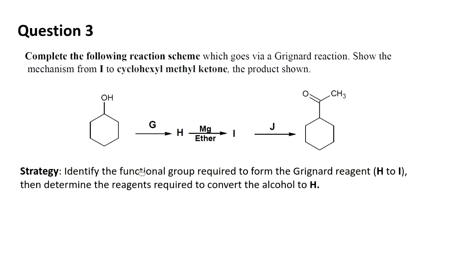The first thing that we need to figure out is which functional group is required to form a Grignard reagent. How do we form Grignard reagents? Anybody? Excellent, alkyl halide. So we'll first have to figure out how we convert the alcohol to the alkyl halide. And then when we have the alkyl halide, we can form our Grignard. And then we'll convert our Grignard to our carboxylic acid. So this should be a carboxylic acid. All right.